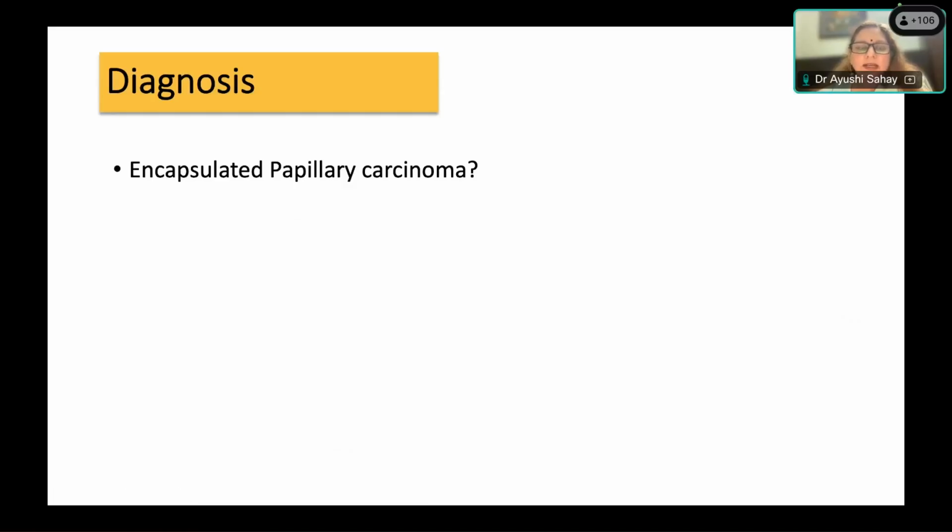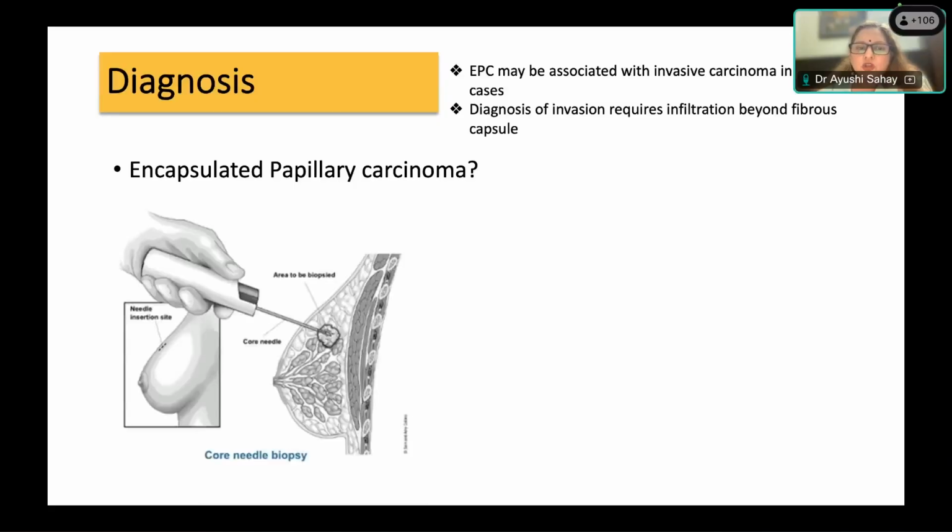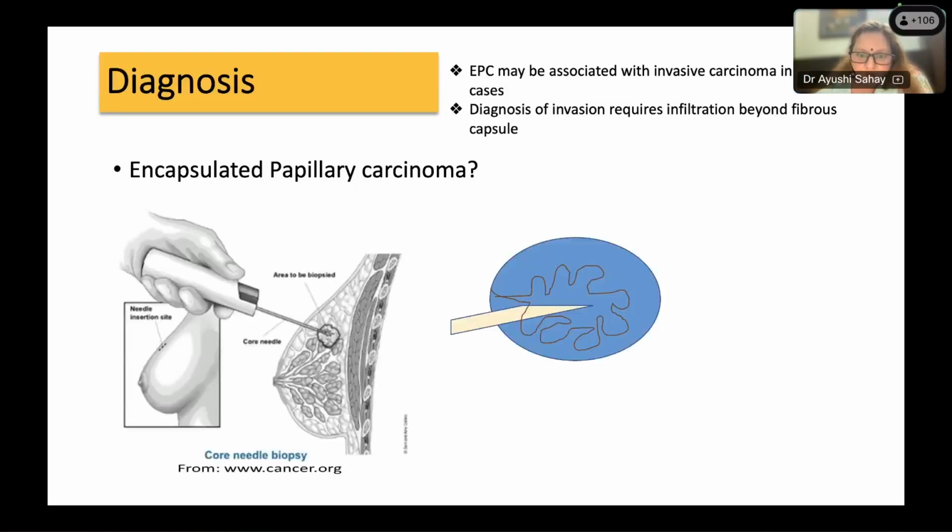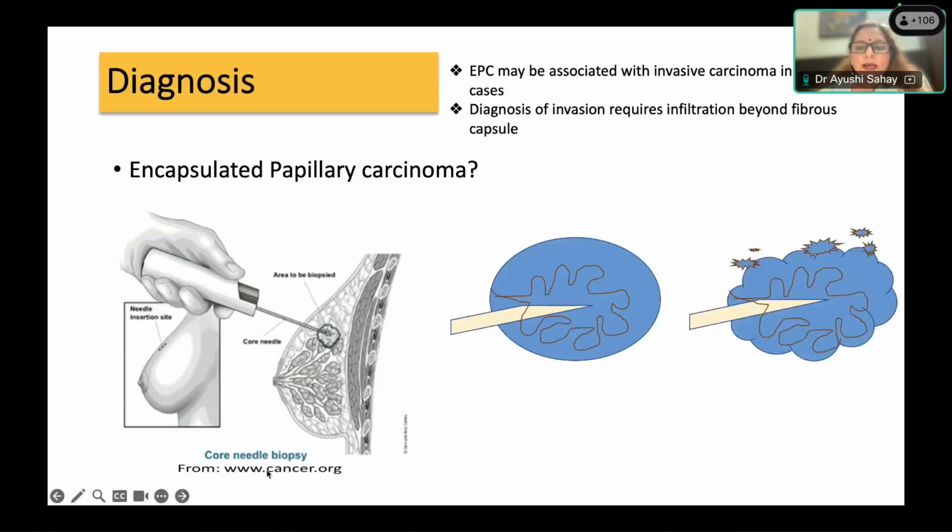So Anthony, can we give the diagnosis of encapsulated papillary carcinoma in the core biopsy? So actually, we have to remember that in our core biopsy, we are looking at only one part of the lesion, and the cores are going through the central part of the lesion or at the wall. But beyond the walls, there might be invasive foci which our cores have missed. And it is well known that encapsulated papillary carcinoma may be associated with invasive carcinoma in a large number of cases.